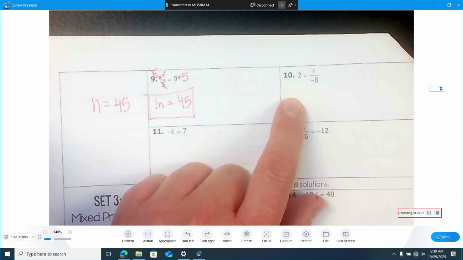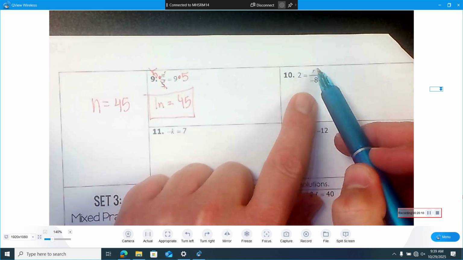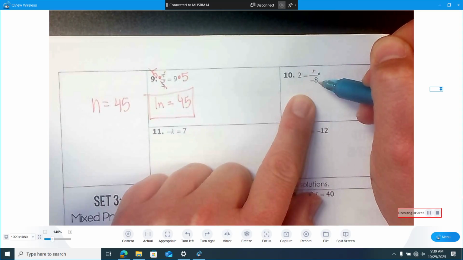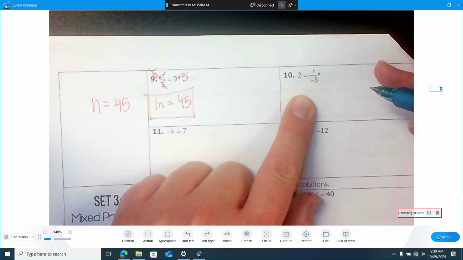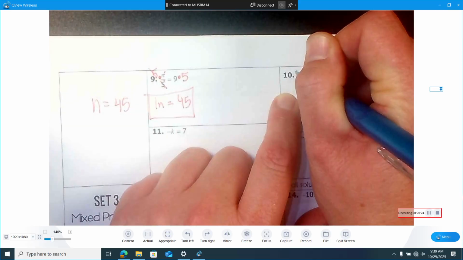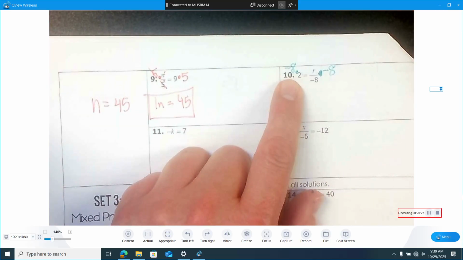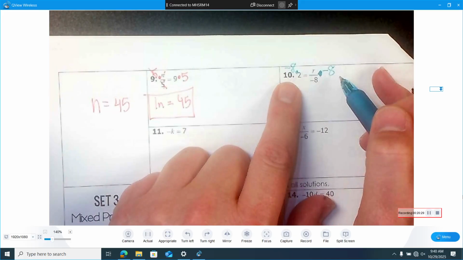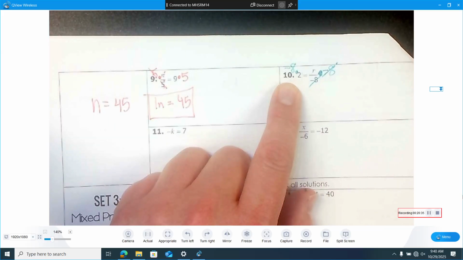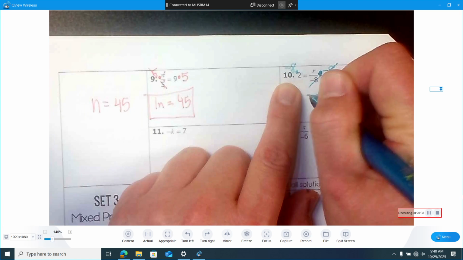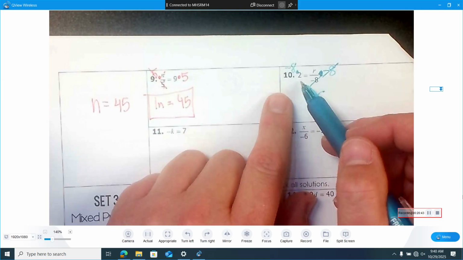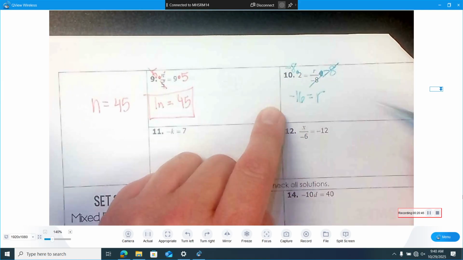All right, number 10 says 2 is equal to R divided by negative 8. So how do we get R by itself? Times by negative 8. So write it in there, smush it in, times by negative 8 on both sides. So we have a times by negative 8 and divide by negative 8 that cancel each other out, leaving the R, or 1R if you want. What do we get on the left-hand side? Negative 16. Negative 8 times 2 is negative 16. Beautiful.